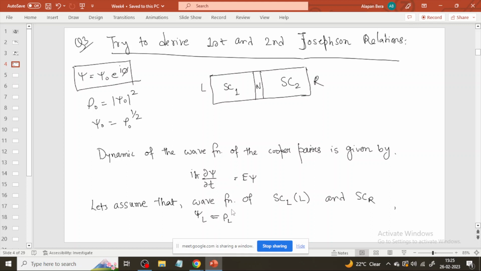psi L is equal to rho L to the power half into e to the power i phi L. We can write psi naught as rho naught, so this is rho L to the power half into e to the power i phi L. Similarly, psi R is equal to rho R to the power half into e to the power i phi R. So we have these two equations in our hand, and now we will proceed with this.